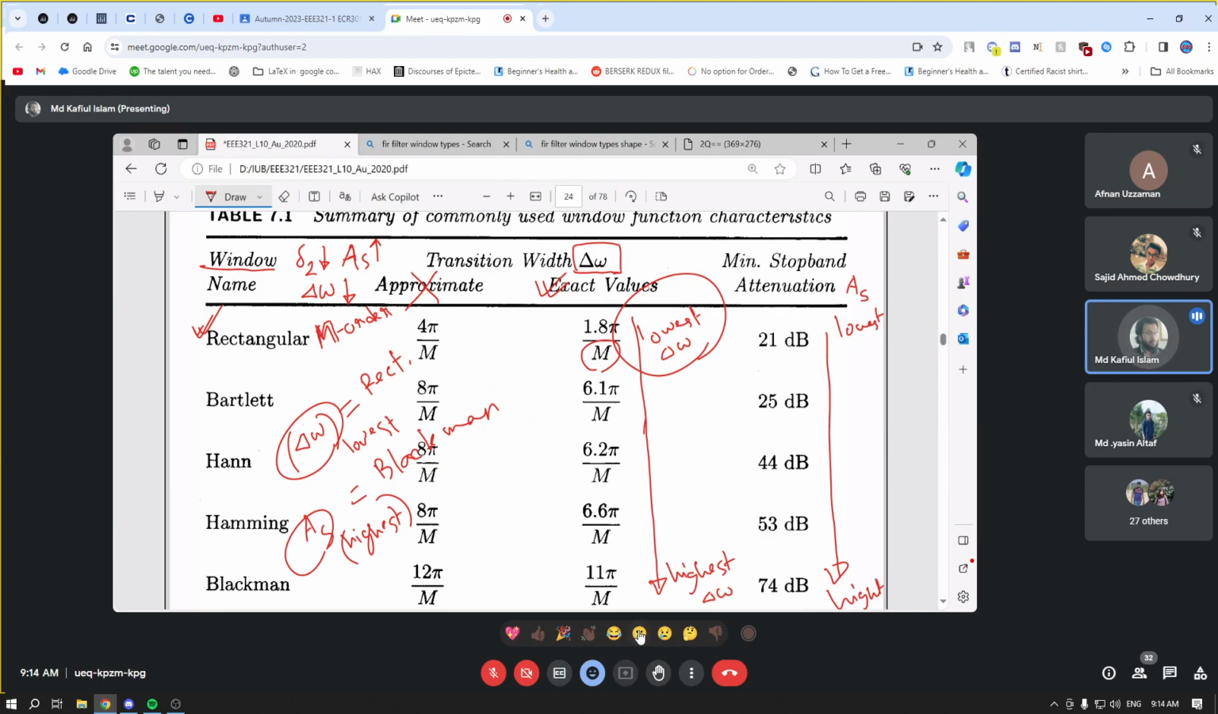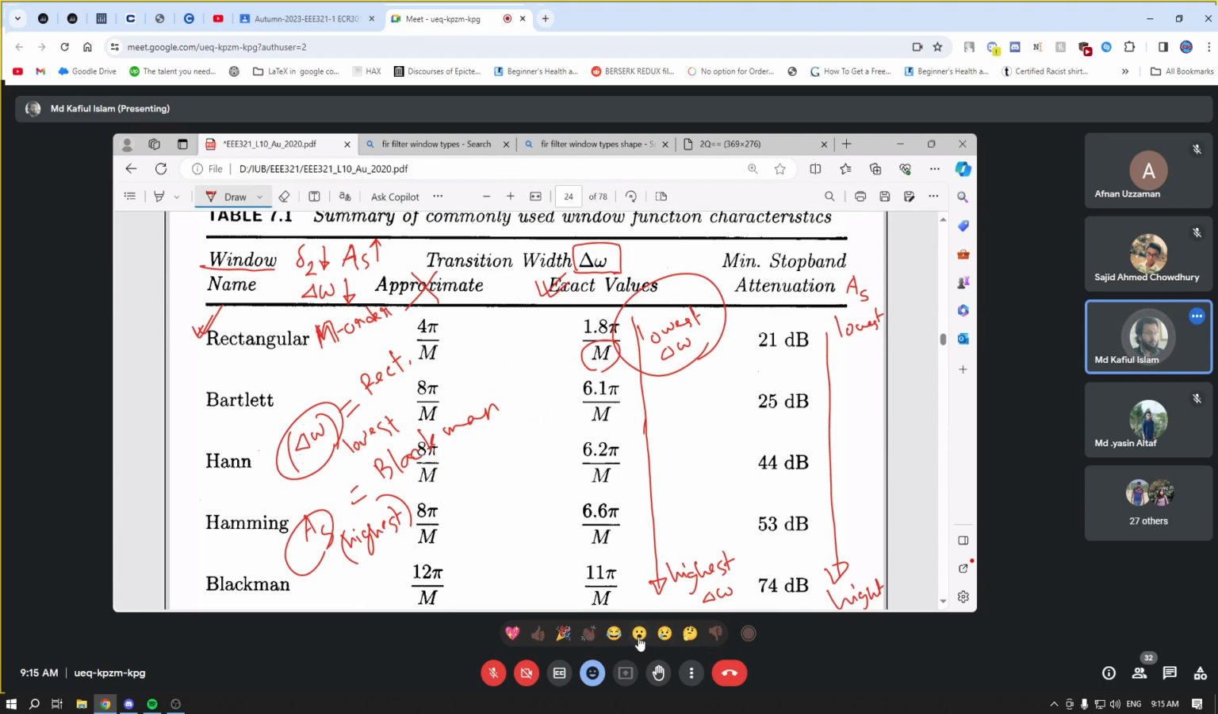It's not a win-win situation, right? If I take rectangular, I'll win in terms of delta omega, but I will lose in terms of AS. And for Blackman, it's the other way around, right? So there is no win-win situation. Okay, so that is the trade-off. So I have to make a trade-off between the transition bandwidth and stop band attenuation.